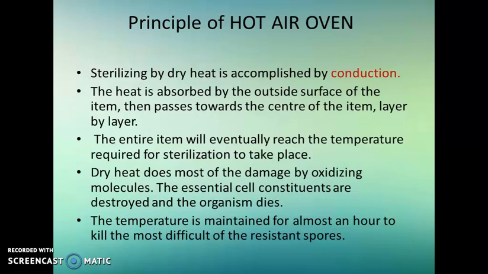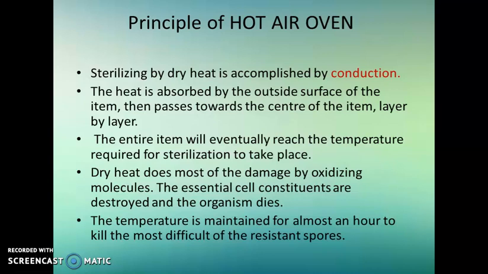That is the next step. Then dry heat does most of the damage. How does the destruction of the microorganisms take place using this hot air oven? It damages by oxidizing molecules. So the main method of destruction is by oxidizing molecules. The essential cell constituents are destroyed and the organism dies.